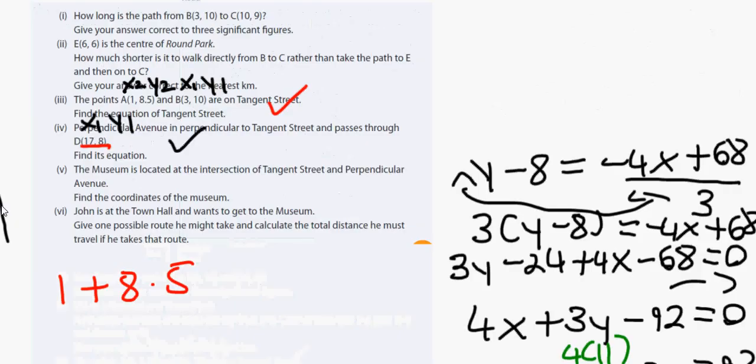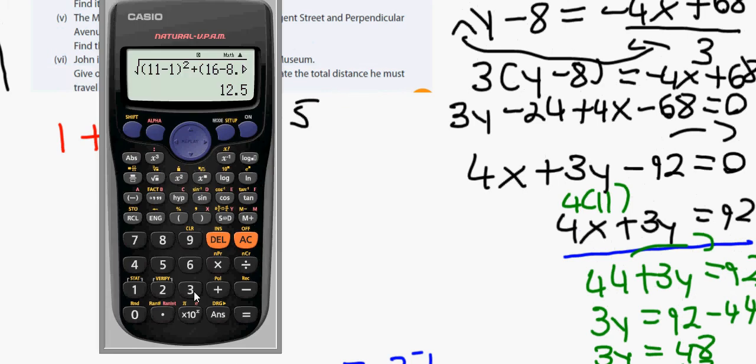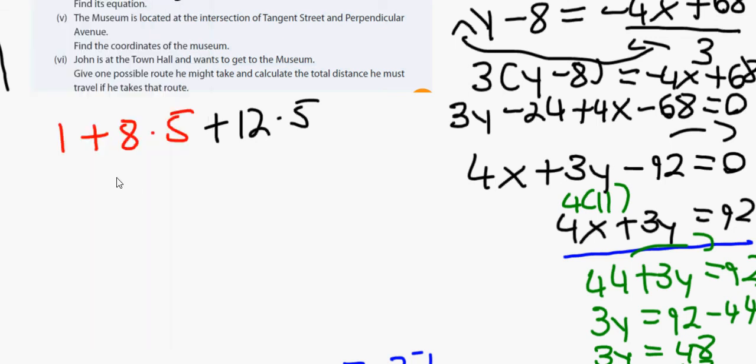So what we're going to get is 1 plus 8.5 plus 12.5. Going to add them all together, and that equals 22. So 22 kilometers for this route.